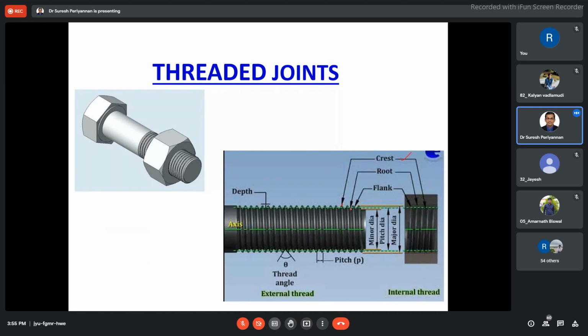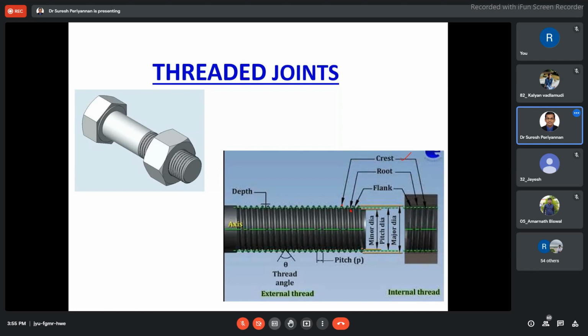This is the root. Now the flank, this is the flank region. Here to here is not clear. I will show you later figures, just to keep in mind. Anyway, we are going to discuss the thread terminology, so during that time you can understand.